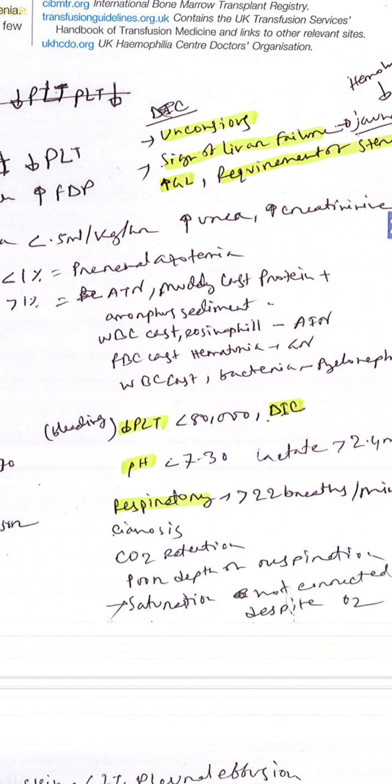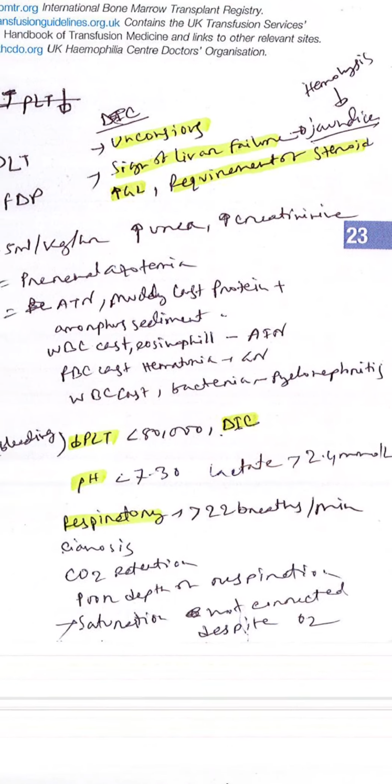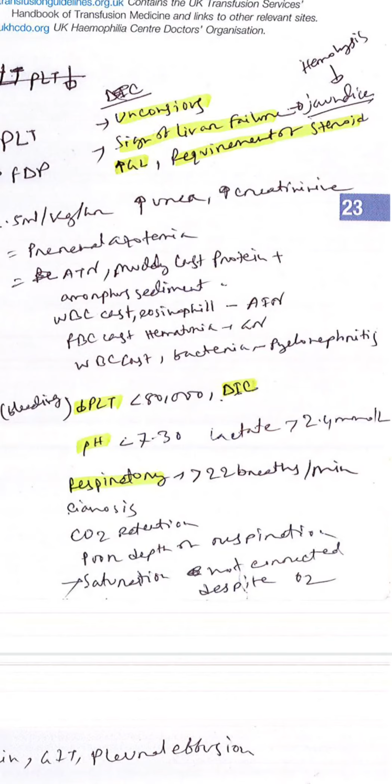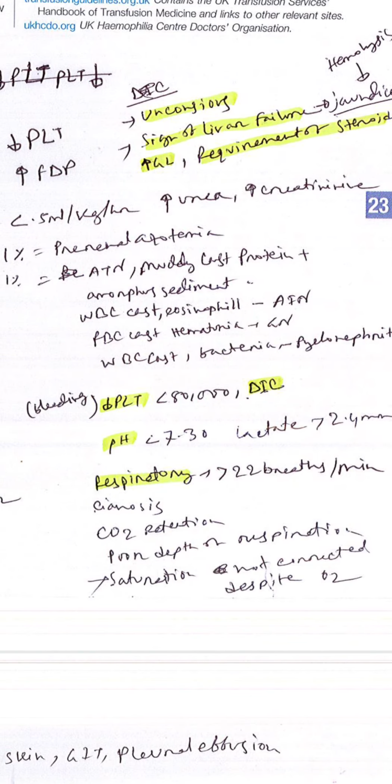And there will also be failure of the hematological system, that is, platelet count will be less than 80,000, and platelet count may be less than 50% of the previous baseline report, and there will be DIC. You see, it is a part of multi-organ failure. And pH will be less than 7.3, that means acidosis, and lactate will be more than 2.4 millimole per liter. This indicates widespread poor perfusion that leads to lactic acidosis, that is anaerobic glycolysis.